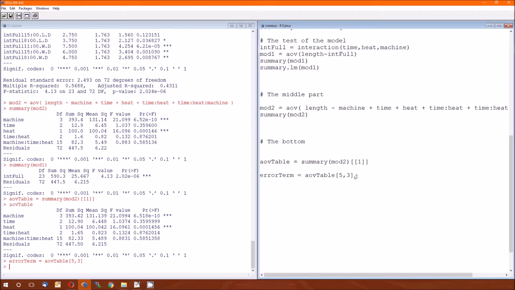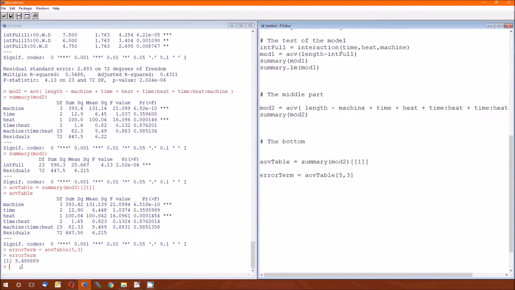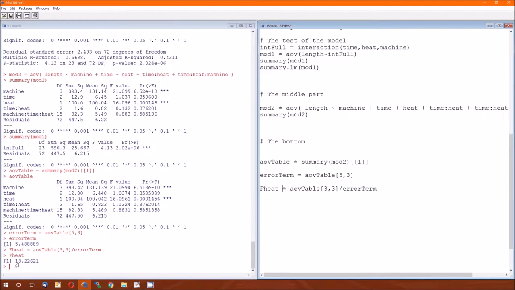Just to double check, and I always encourage you to double check that you got the right value. Go ahead and run that. 5.4888. Yep, that's what we got. So this error term is now the denominator for the correct F values, and which lead to those correct P values. So the correct F value for heat is just going to be the mean squared for heat, which is this value, which is row 3, column 3, divided by that error term. Let's double check. It's 18.2262, and that matches the F value in the table.